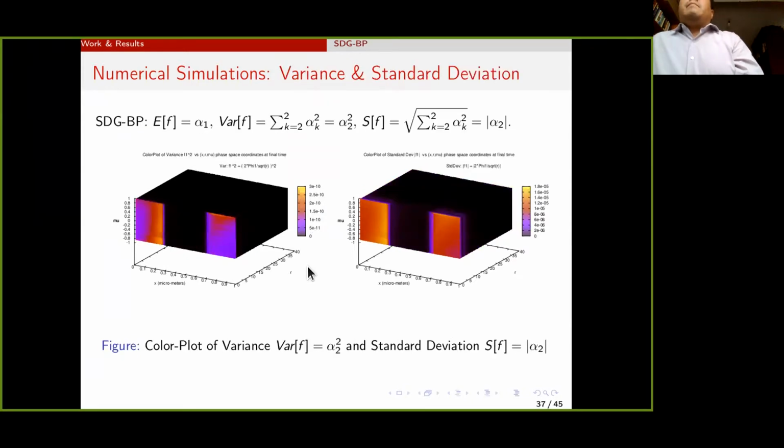And in here, I'm representing the mean, which I already presented. So here I have the variance and the standard deviation. So it has these patterns. Again, the region of interest is close to R equal to 0.